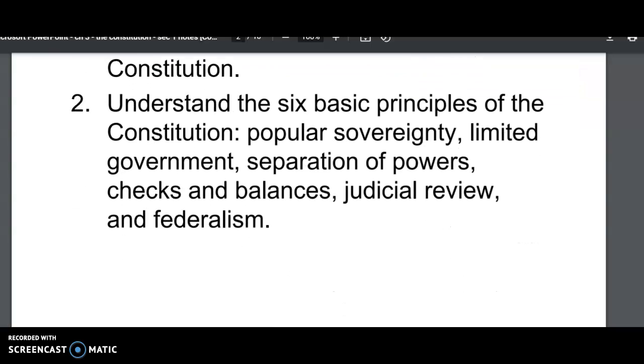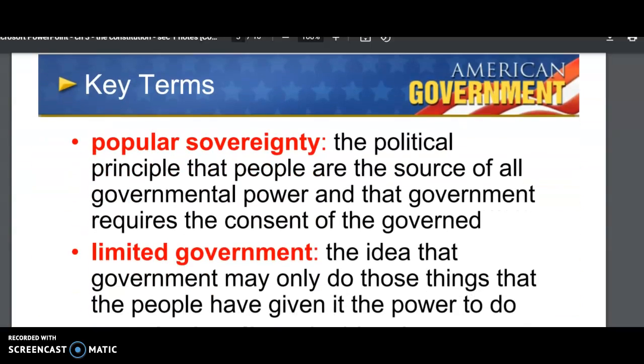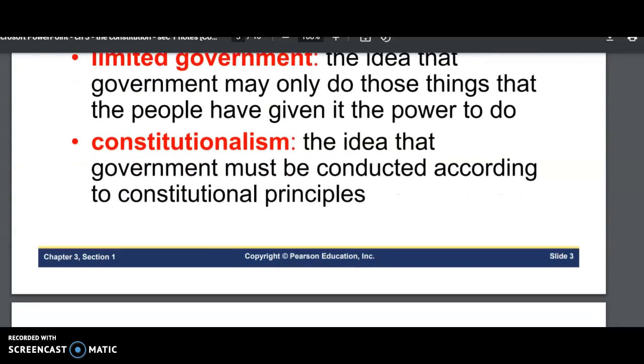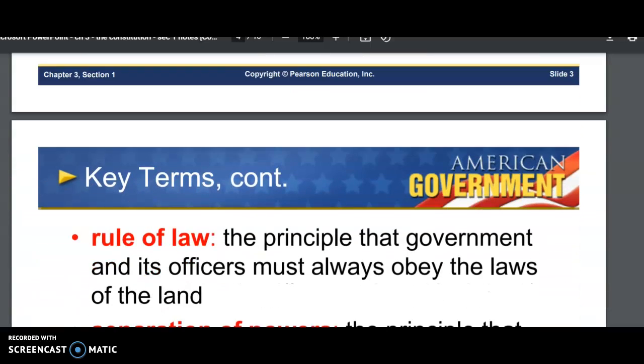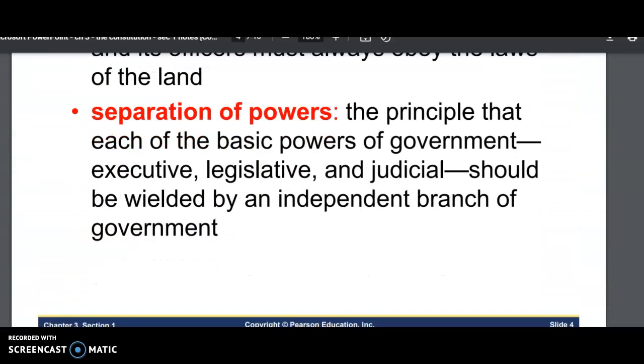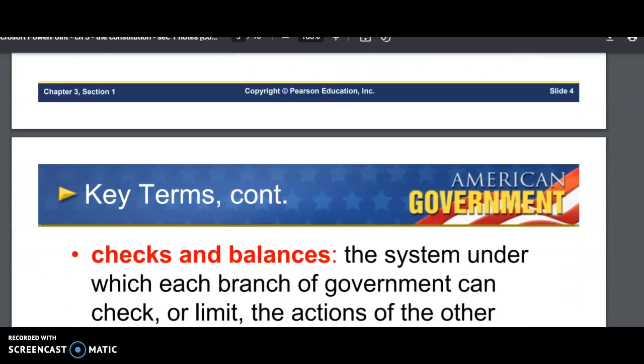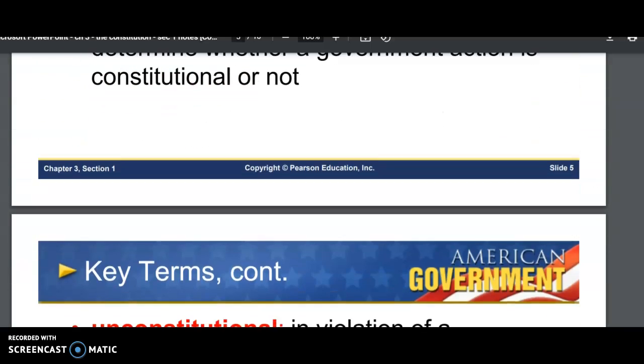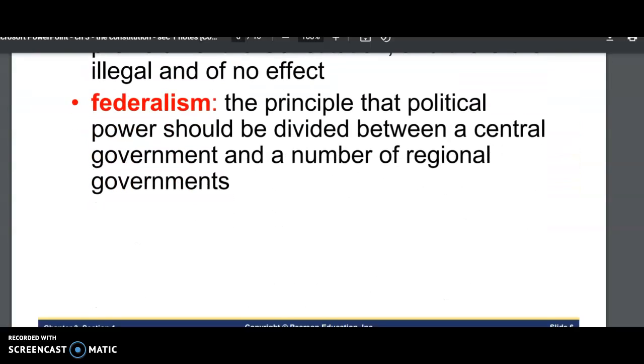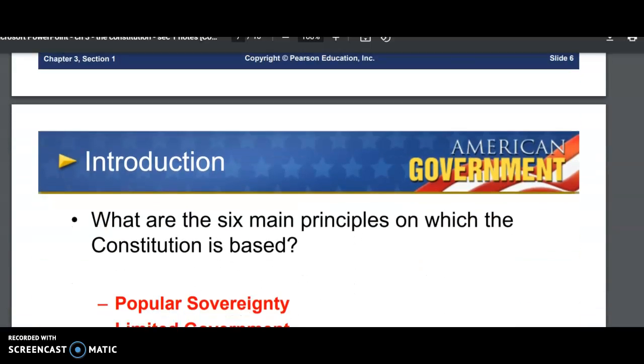Here are the objectives of Section 1. The key terms, we're not going to write those down like I've been doing with your study guides. I will only give you the definitions that will be on the test, and you can come back here and look for them. A lot of these we will talk about in the notes. There's quite a few key terms in this section.